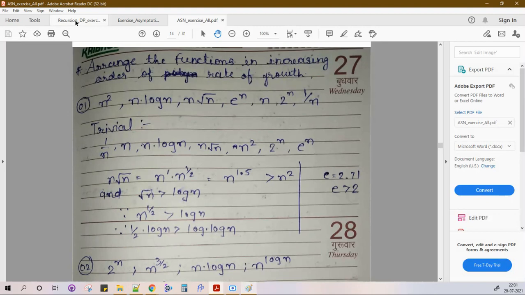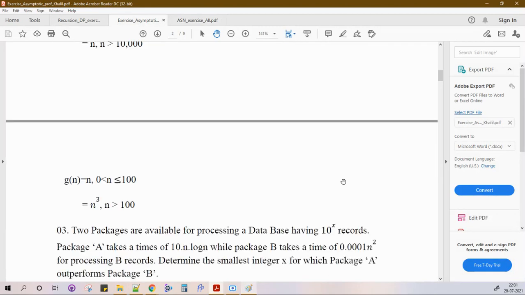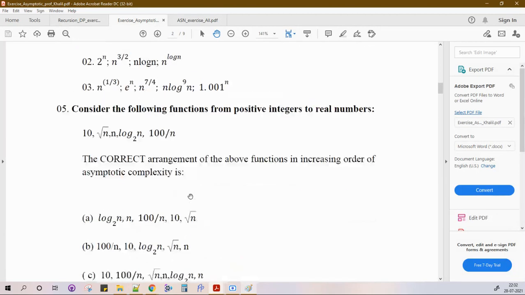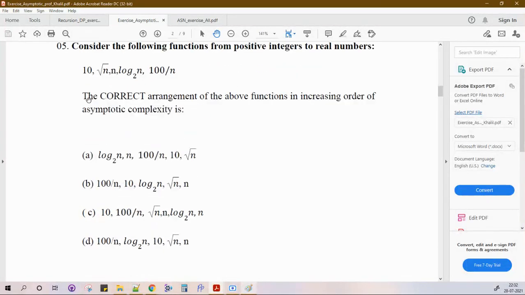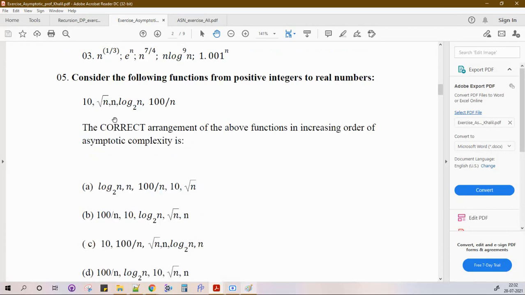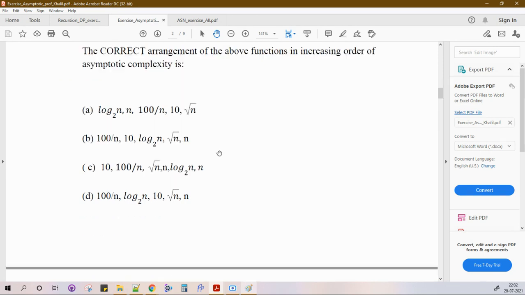Arrange the functions. Let me open the exercise. My handwriting is not beautiful. Arrange the functions from positive integers to real numbers in the correct increasing order of asymptotic complexity. So we have some A, B, C, D options. I'm not going to cover it because this is straightforward. 100 by n would be first, then log n, then root n, then n. Right.